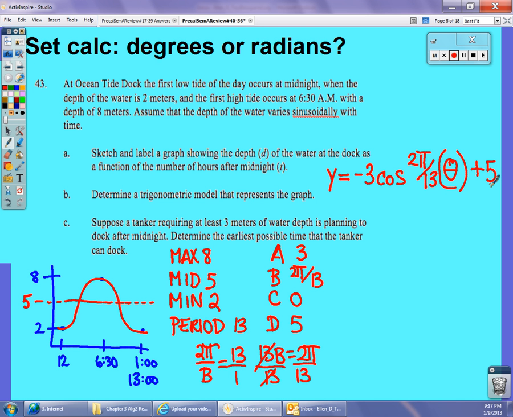The last part of the question says, suppose a tanker requiring at least 3 meters of water depth is planning to dock after midnight. Determine the earliest possible time that the tanker can dock. Now this is a y value of 3. So go to y2 in your calculator. Of course you're going to put your first equation in y1 and put in y2 equals 3. And then we'll find the point of intersection. The first point of intersection to occur.